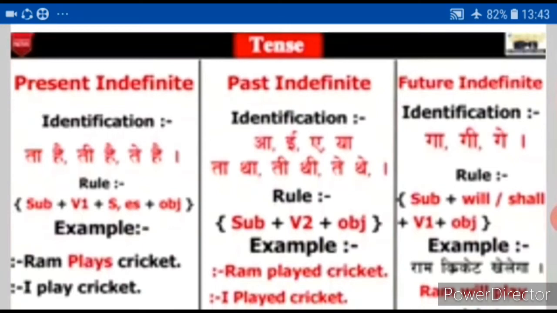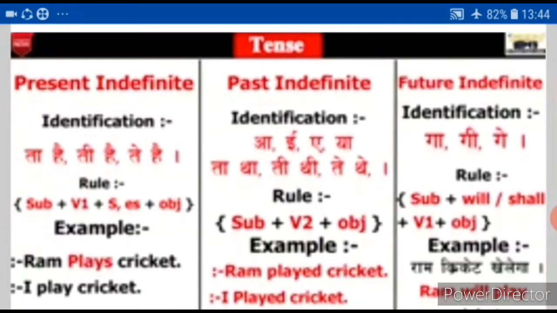Example, we can take Ram plays cricket. Students, if we are using a plural subject, then we have no need to add s or es to the first form of verb. But if we are using a singular subject, then we need it. If we are making a negative sentence, then we should use does not with the singular subject and do not with the plural subject. In the same way, if we are using an interrogative sentence, then we should use does or do in the beginning of the sentence.